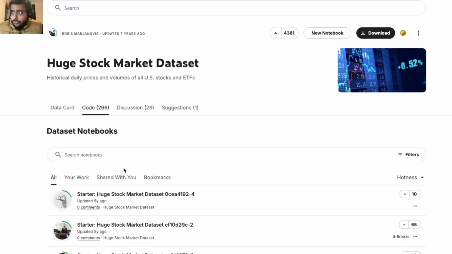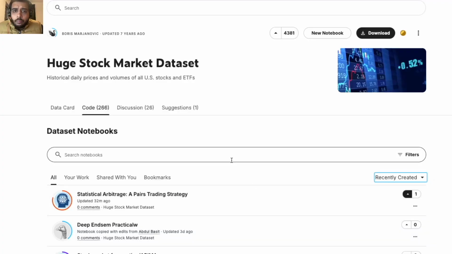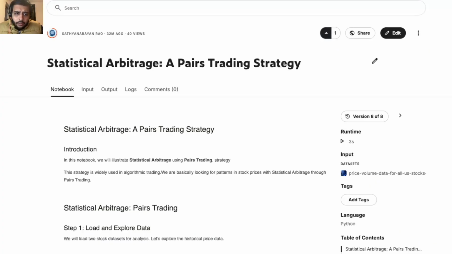If you go to the code section, there are actually a lot of notebooks already done on this dataset. If I go to recent, the most recent one is the one that I ran just before making this video. So here is my notebook. In this notebook, we are implementing statistical arbitrage using a pair trading strategy. The goal here is to identify stock pairs with a stable relationship and exploit the temporary price movements, as we discussed in the earlier part of this video. I will share the link of this notebook in the description.